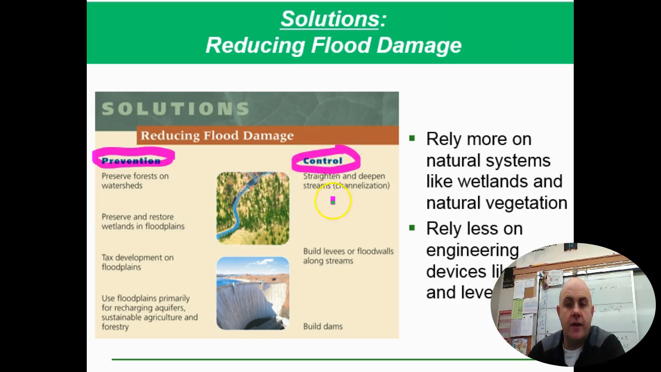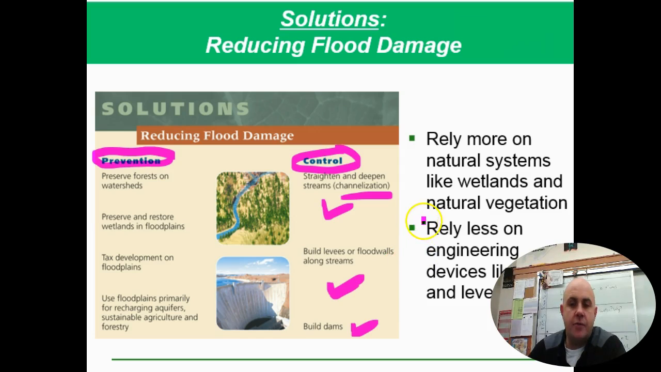So controlling it is altering things. And so it's using engineering and mechanical devices to solve the problem. So if you straighten and deepen streams, it's called channelization. That can help mitigate flooding issues. You can build levees and flood walls along streams. New Orleans is a good example of that. And you can build dams. And all of these things will help solve the problem of flooding, or help control flooding, I should say.